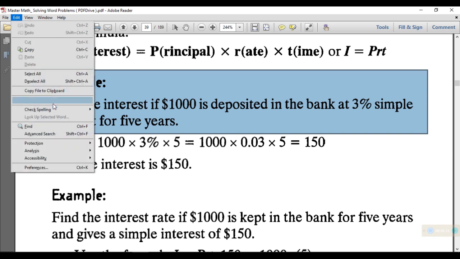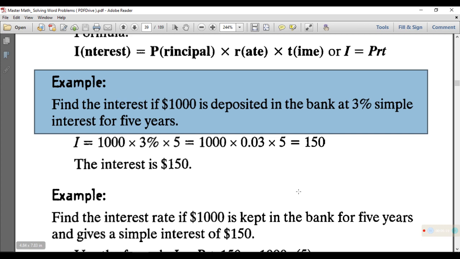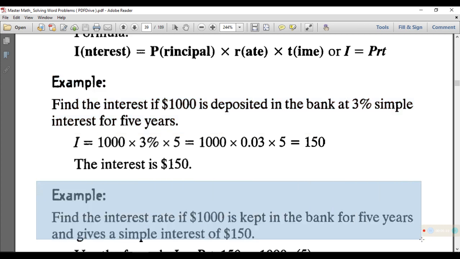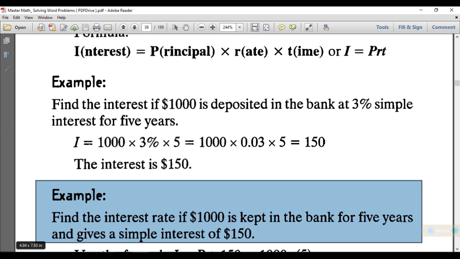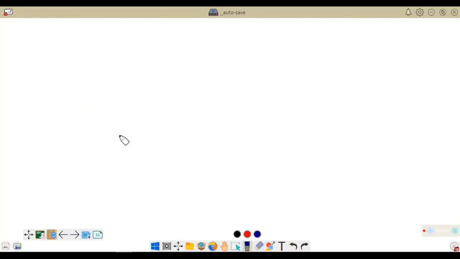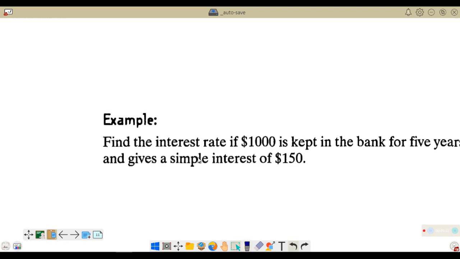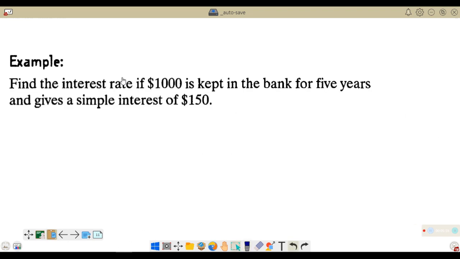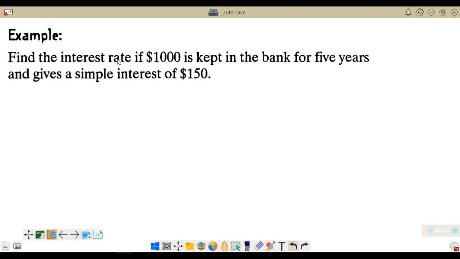Next, dito tayo. Find the interest rate if 1,000 is kept in the bank for 5 years and gives a simple interest of $150. Binaligtad lang yung mga values natin from the other example. So, copy natin siya dito. We are going to derive the formula for the interest rate. So, $150 is the I.